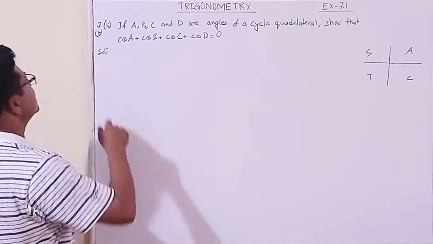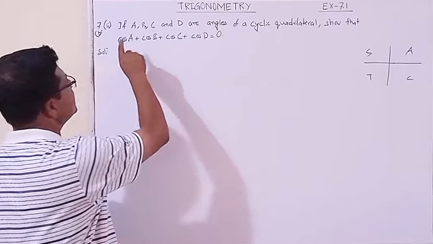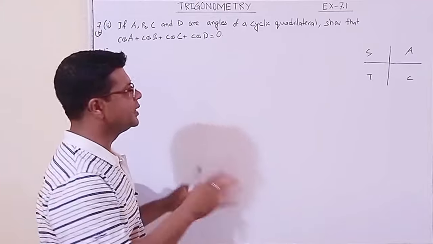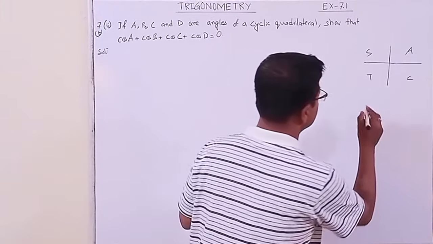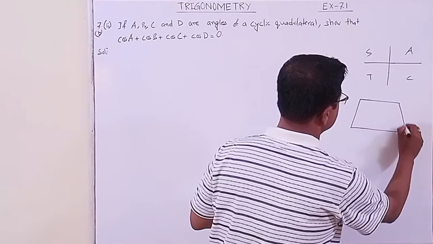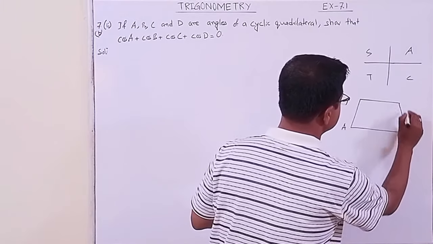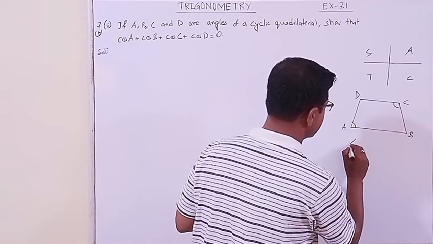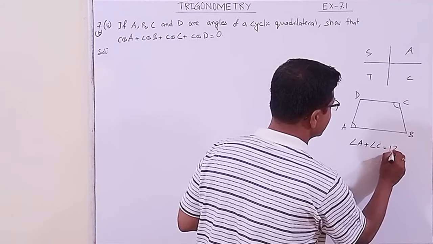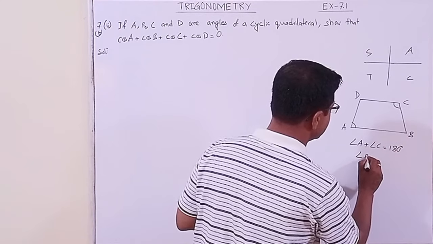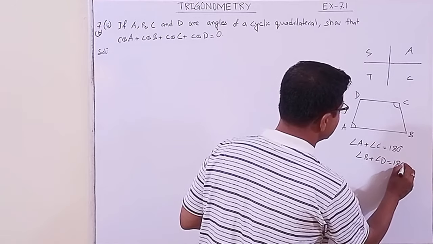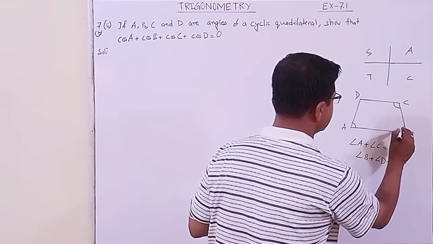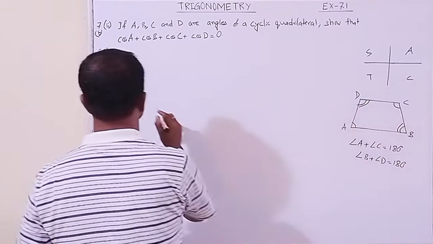This is the last one, 7b number 2. Let us read the question. If A, B, C and D are angles of a cyclic quadrilateral, show that this sum is also very easy. First of all we have to know what a cyclic quadrilateral is. Let us draw any cyclic quadrilateral, ABCD. It means the sum of opposite angles is 180 degrees. That means angle A plus angle C is 180 degrees, and angle B plus angle D is also 180 degrees.